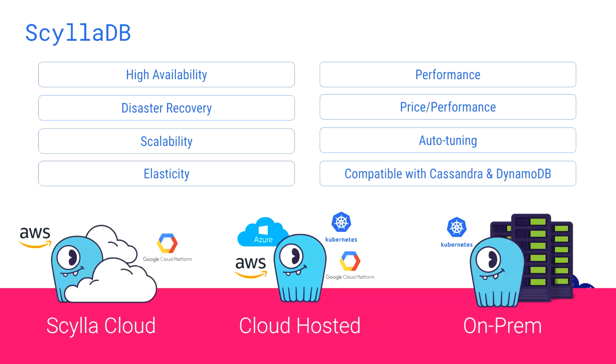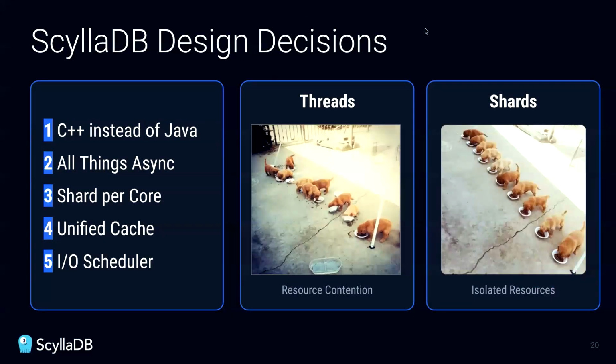Price performance, it's easy to auto-tune the system, and the system is compatible with some other databases like Cassandra and DynamoDB. The next part, I'm going to speak about architecture. I'm going to be using ScyllaDB as an example, but what I'm saying is pretty much relevant for other NoSQL distributed wide column databases like Cassandra and Amazon DynamoDB. Scylla is offered either in a database as a service offering, or you can run it on the cloud or on-prem. And let's talk a bit about the architecture and the design decisions.